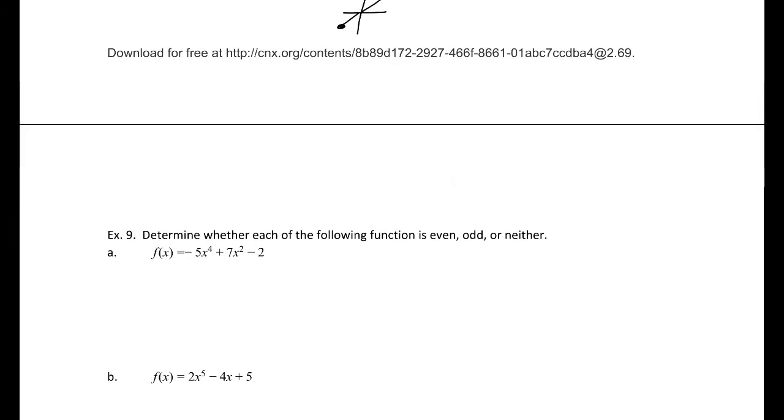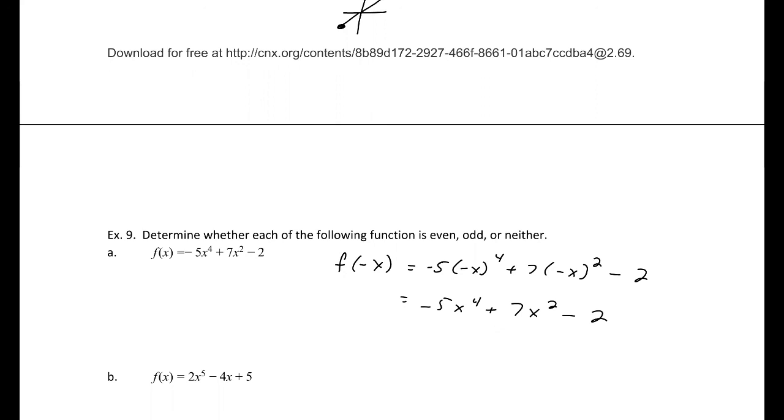Determine whether each of these are even, odd, or neither. Well, let's evaluate this at negative x. That would be negative 5, negative x to the 4th, plus 7, negative x squared, minus 2. Now, if you notice, squaring these makes them positive. And we get exactly what we started out with. Therefore, f of x is even. We can say that because f of x equals f of negative x.